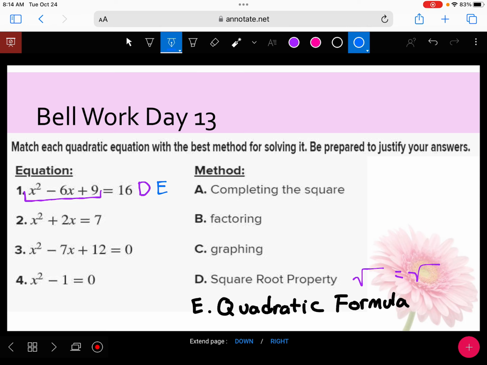I could also set it equal to 0, and I believe it would be factorable. No, it would not be factorable, so we're not going to put factoring.